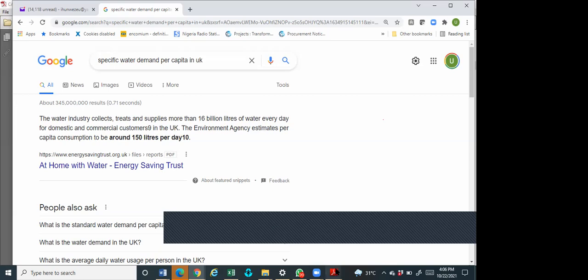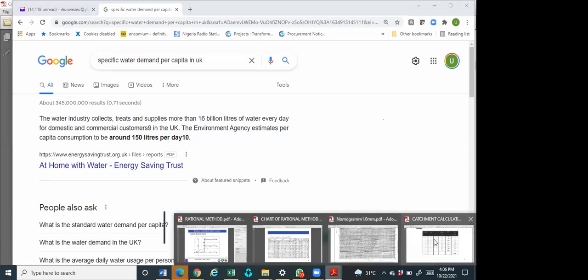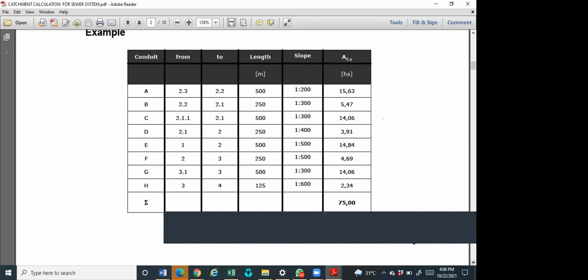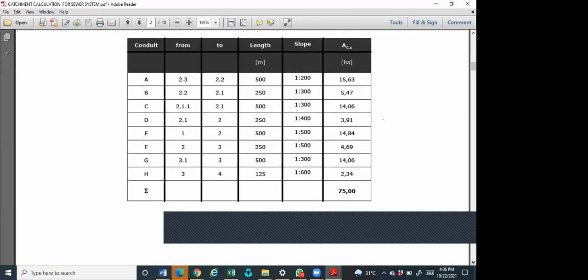Okay, so let's continue. UK says 150 because the UK is already sitting on top of water. If you come to Nigeria, there are some places where they hardly see 50 per day. So if you're designing for 100, that system will work, so use 100. If you're designing above 100, you have to consider the availability and the energy cost of extracting the water. All of us know that the more difficult it is to source water, the less people consume it.